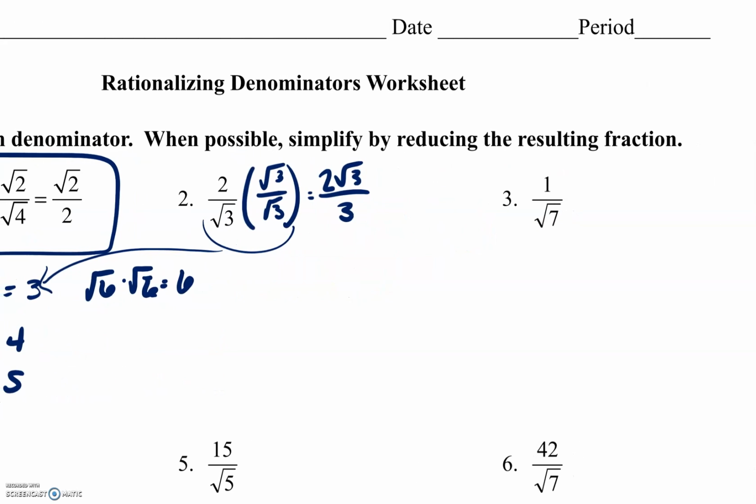All right, number 3, we have 1 over radical 7, or square root of 7. So I'm going to multiply by the square root of 7 over the square root of 7. And 1 times square root of 7 is just square root of 7, and the square root of 7 times square root of 7 is just 7. We cannot simplify. We're done.